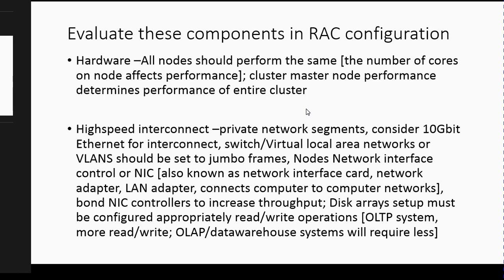Basically, these are just some of the components that you have to take into consideration as you look into improving the performance of your RAC. All nodes in RAC should perform at just about the same level. If you think of the number of cores, for example, if you have a 16 core or a 32-bit core or a 64-bit core, you need to make sure that all the nodes in your cluster have the same number of cores for optimal performance.